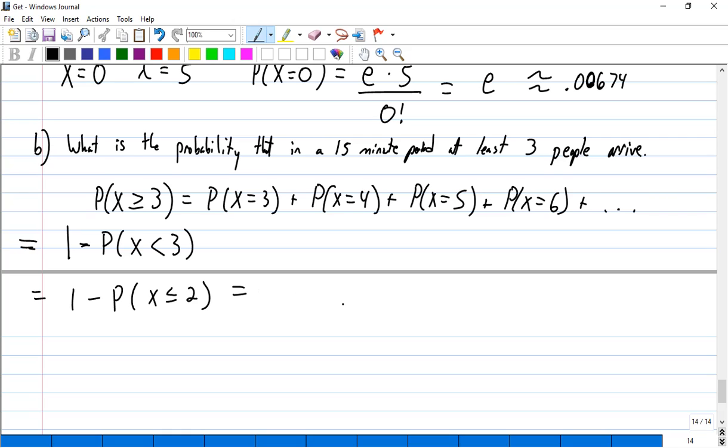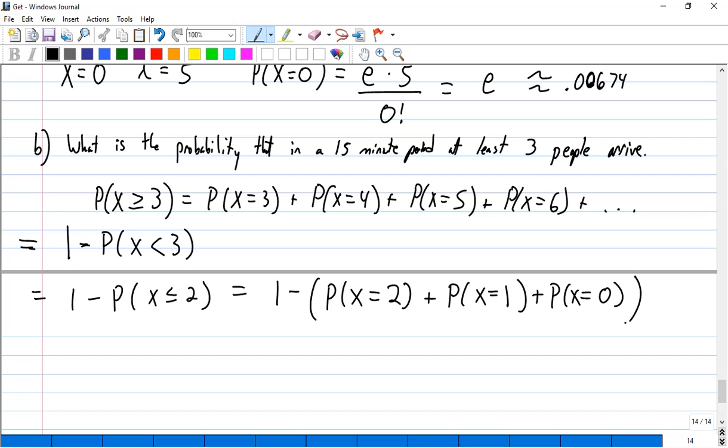So here's what we're going to do. We're going to say 1 minus the probability that x is equal to 2 plus the probability that x is equal to 1 plus the probability that x is equal to what? 0. Guess what? We already have that last part worked out. We did that one already. We have it right up there in part A. So we won't have to work it again.